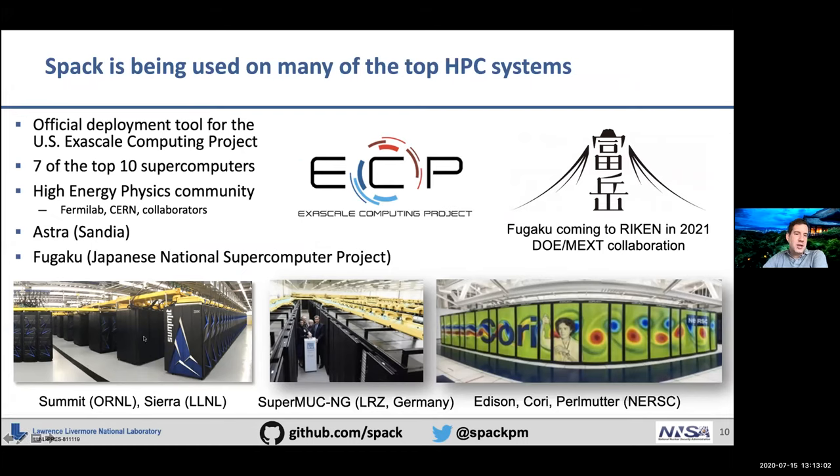Spack's been used on Summit at Oak Ridge. The Oak Ridge folks build about 1,300 packages on that system with Spack. They can rebuild it overnight or in a few hours. And Spack has really sped up the deployment there. Livermore uses it on Sierra, and machines like SuperMUC-NG in Germany use Spack as well. So we have a lot of the big machines in addition to the more small commodity HPC systems.